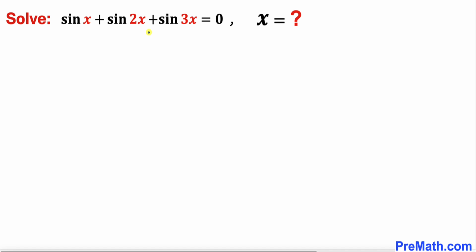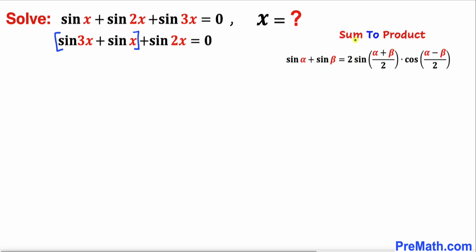Before we proceed, let's rearrange these terms. I'm going to put sine of 3x and sine of x together, as you can see in this next equation. Now let's focus on these first two terms, sine of 3x plus sine of x, and recall this sum to product identity: sine of alpha plus sine of beta can be written as 2 times sine of (alpha plus beta) divided by 2 times cosine of (alpha minus beta) divided by 2.